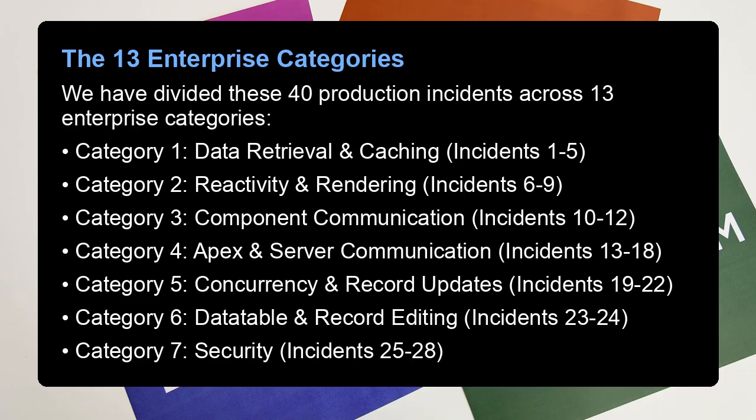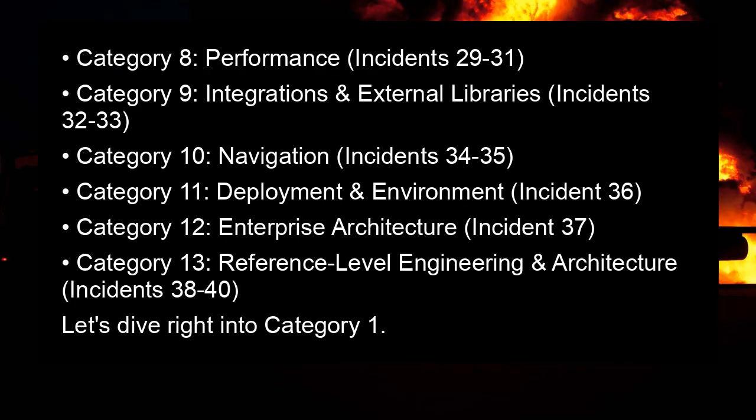Category 5, Concurrency and Record Updates, Incidents 19 to 22. Category 6, Data Table and Record Editing, Incidents 23 to 24. Category 7, Security, Incidents 25 to 28. Category 8, Performance, Incidents 29 to 31. Category 9, Integrations and External Libraries, Incidents 32 to 33. Category 10, Navigation, Incidents 34 to 35.